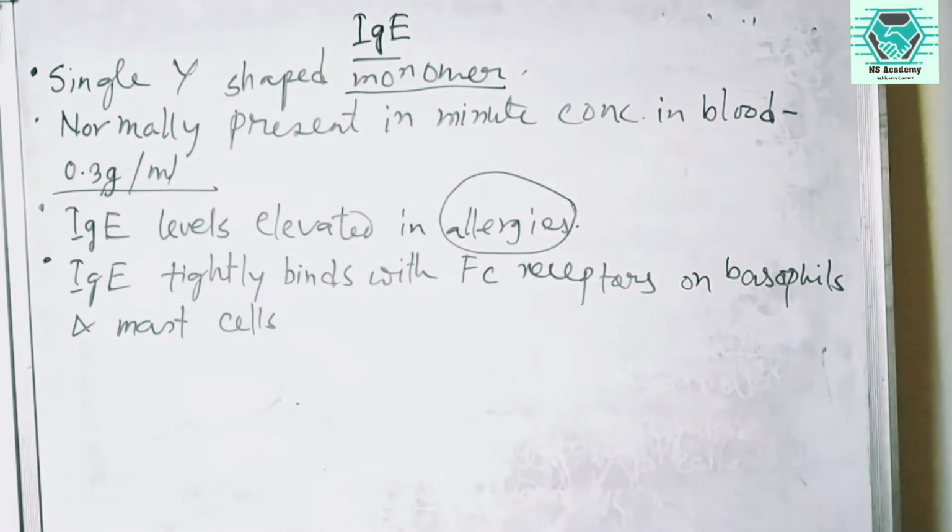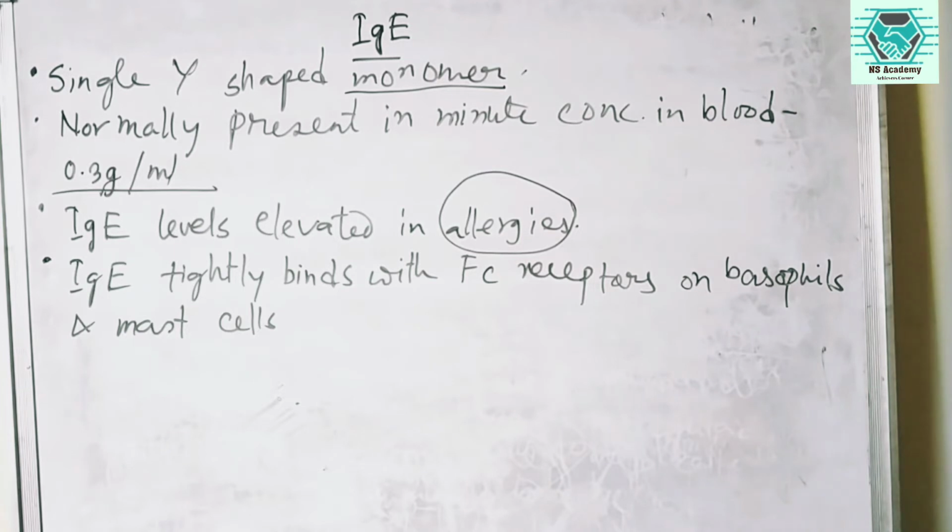Basically, the basophil cells and mast cells, these are the phagocytic cells, and the immunoglobulin tightly binds with the Fc receptors on the basophil cells. So when these immunoglobulins or antibodies bind with them, they stimulate them for releasing histamine, and this is the actual cause of the allergy or allergic reactions. So immediate type of hypersensitivity reaction occurs due to the immunoglobulin E.